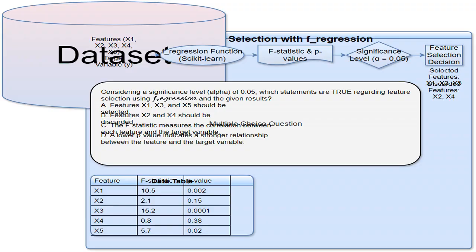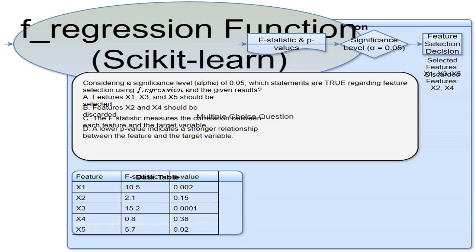I'm working with a dataset containing 5 features, x1, x2, x3, x4, x5, and a target variable, y. I'll use this data to practice feature selection. I'm using scikit-learn's f_regression function. This function helps me assess how strongly each feature relates to the target variable in a regression setting. It returns 2 key values for each feature, the f statistic and the p-value.